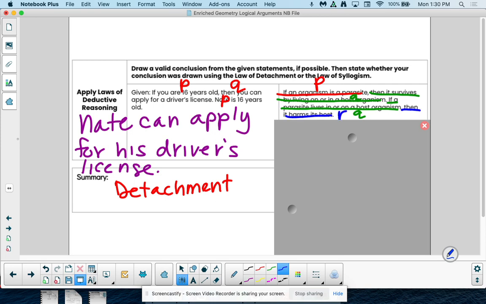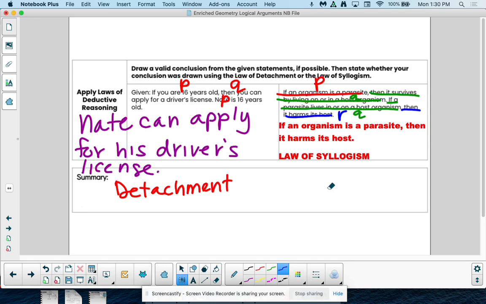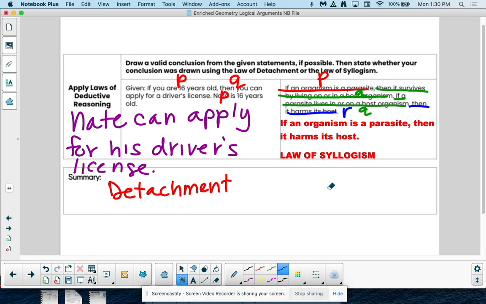Anyone want to share what you wrote? Yeah, Julia. If an organism is a parasite, then it harms its host. Good job. Law of syllogism. Q got repeated in there, so law of syllogism says we can just kind of cancel it out.